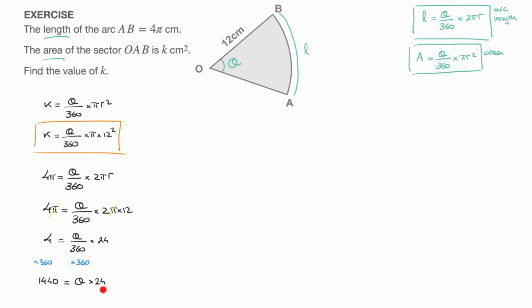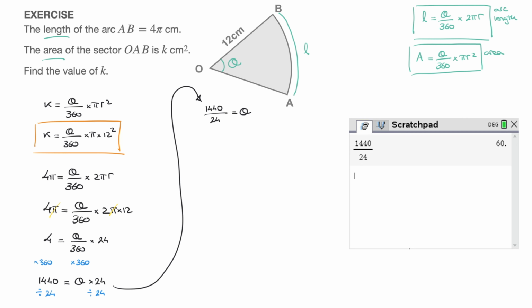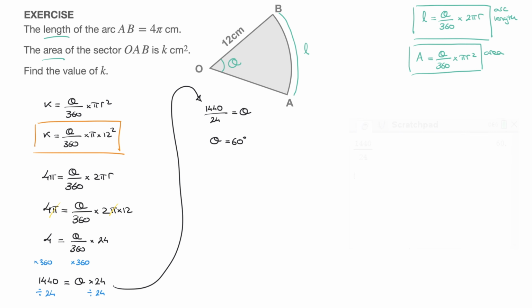Finally, I want to get rid of this 24, which is multiplying theta, and for that, I'll divide the right-hand side by 24, and I therefore do the same on the left-hand side. We can state that 1,440 divided by 24 is equal to theta. And by all means check, but 1,440 divided by 24 is equal to 60. And so we can state that the angle theta is equal to 60 degrees. Done. We now have the angle theta we needed to be able to find the value of k.